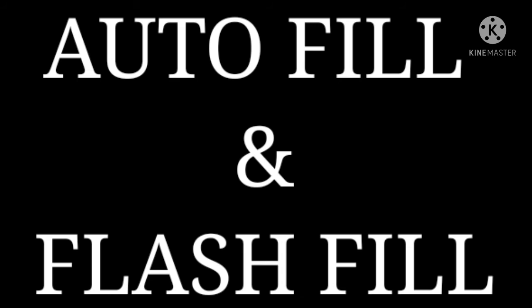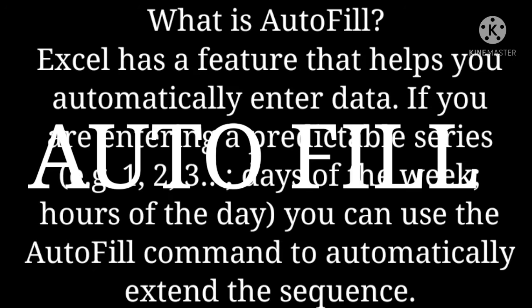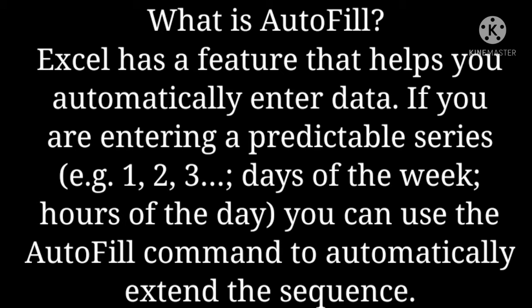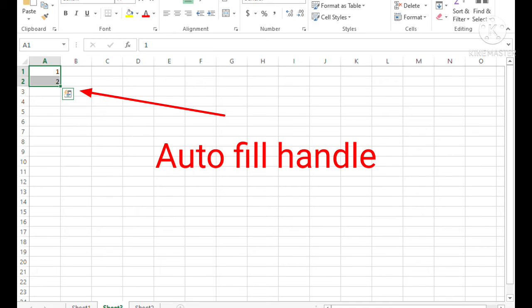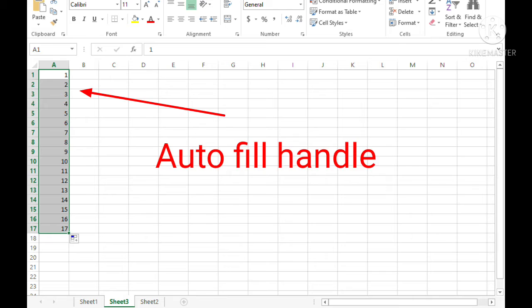Now we are going to discuss the autofill and flash fill features of Microsoft Excel. The first one is autofill. Have you ever heard this word, autofill? It is the easiest method which helps us to fill data automatically in the worksheet cells. For example, if we want to enter serial numbers, after adding two numbers like 1 and 2, we can use this autofill handle to fill all the serial numbers.